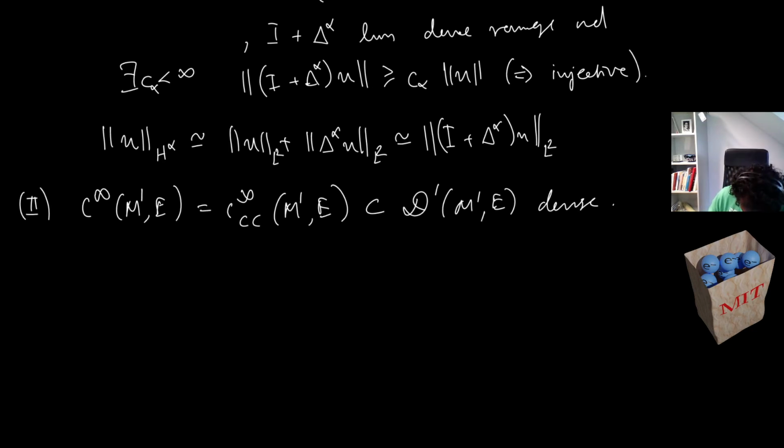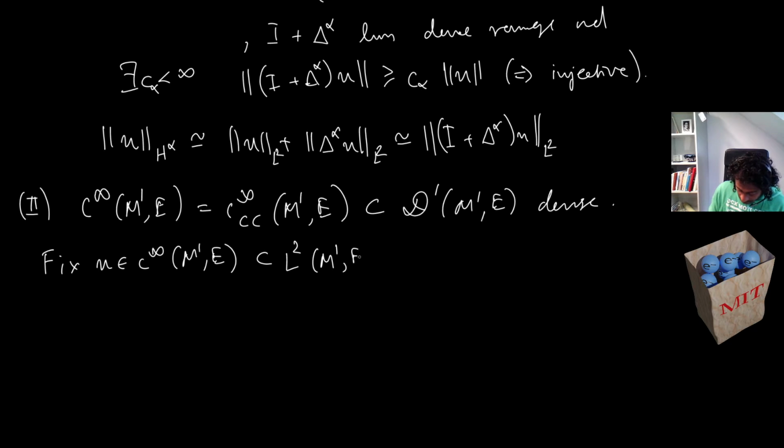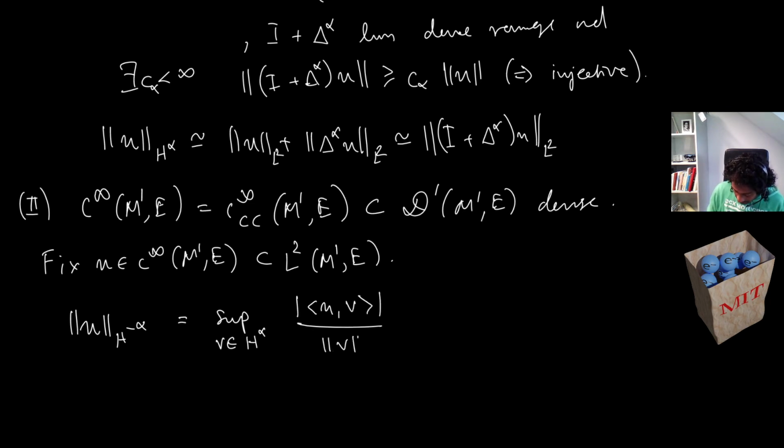Okay. So anyway, let's fix now a u in C infinity M prime E. So in particular, this is also in L2 of M prime E. Okay. Then let's explore what the H minus alpha norm is. So this is going to be the sup over the v in H alpha. And now the action of u on v is simply the inner product, divided by the H alpha norm of v.